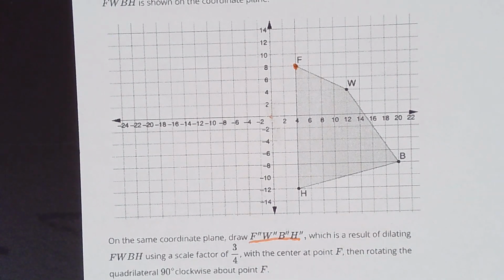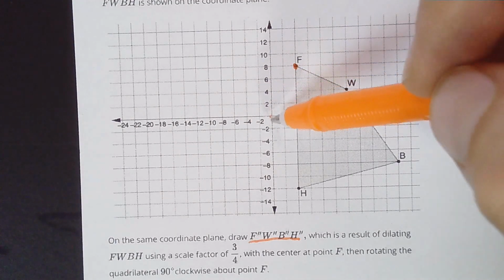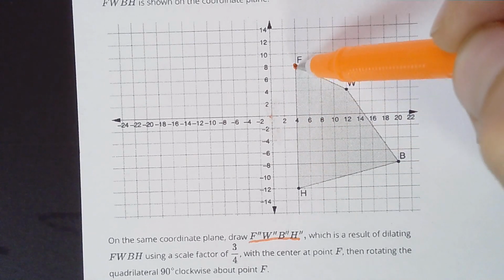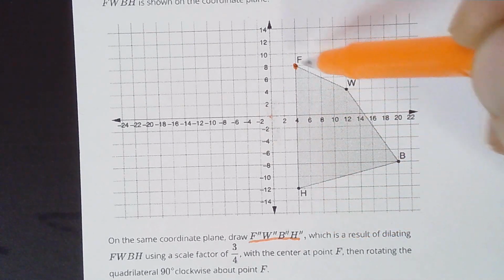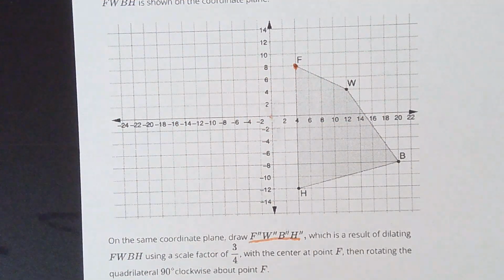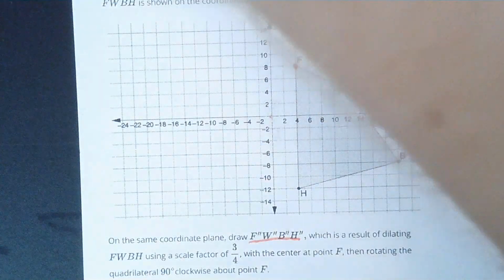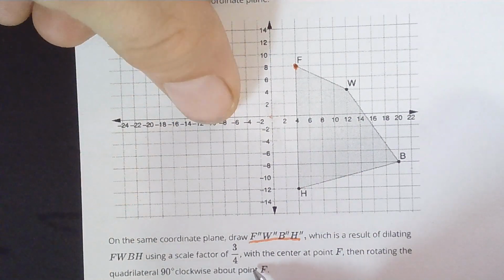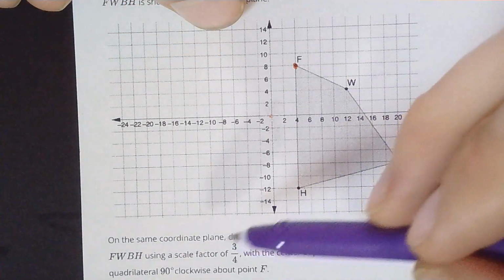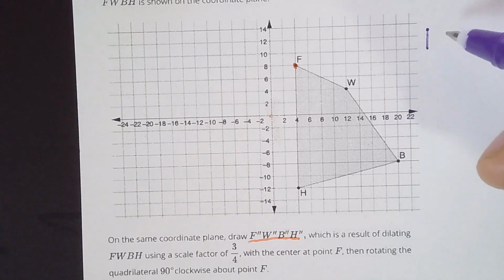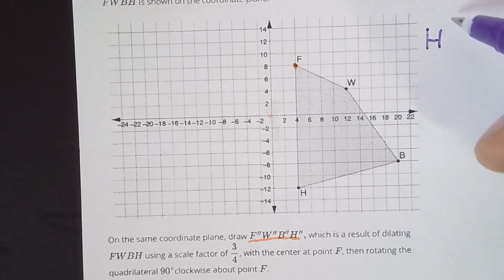So I'm not dilating each point from the distance of the origin. I'm dilating it from the distance of point F. So I just have to figure out what the distances are. This is kind of going back to our first one. So 3/4. So from my distance of h, I'm just going to do my x and my y deltas.